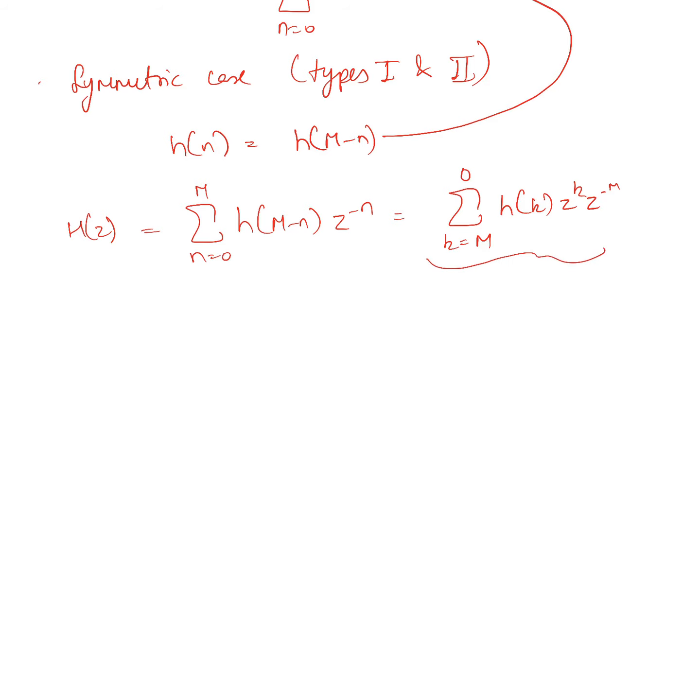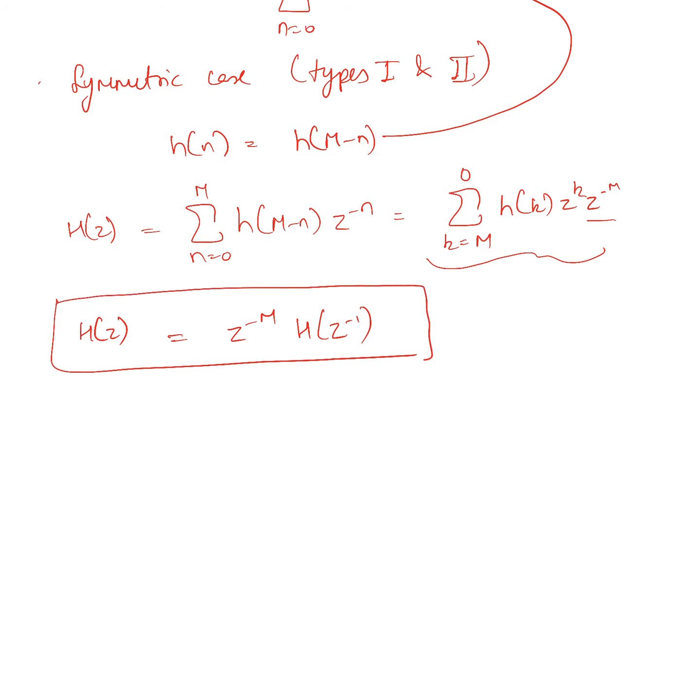So if you look closely at this function, if I take z to the power minus M outside of the summation, since it does not have the variable k, it would be z to the power minus M, and the rest of the part is the z transform H with z inverse. So your H(z) would be equal to z to the power minus M times H(z inverse). This is only for the symmetric case, that is for type 1 and type 2 FIR responses.